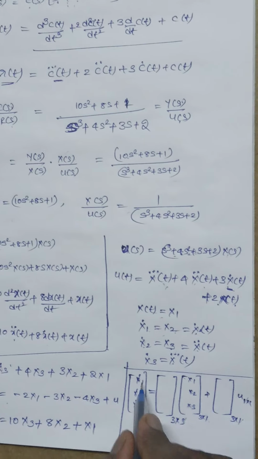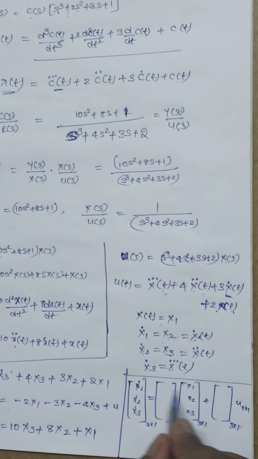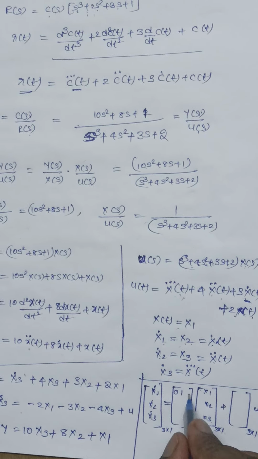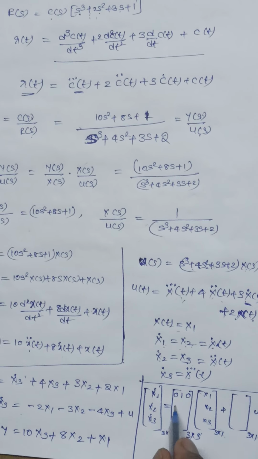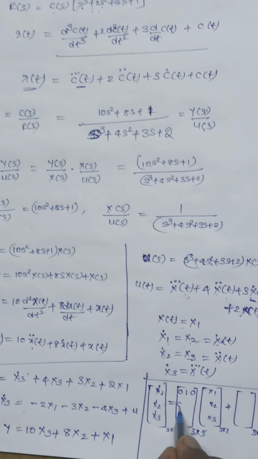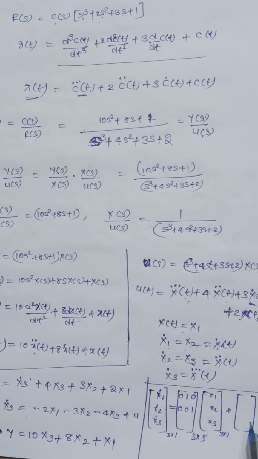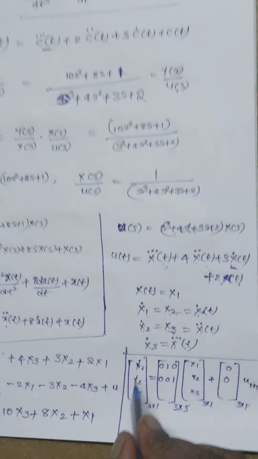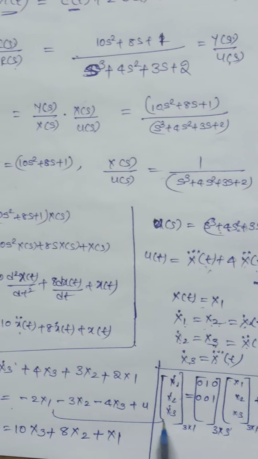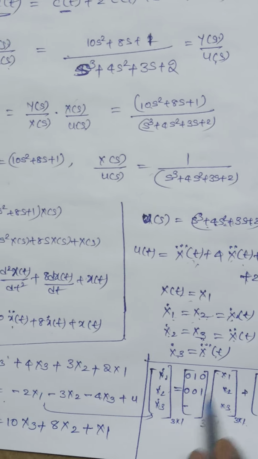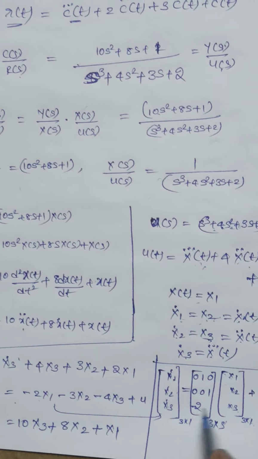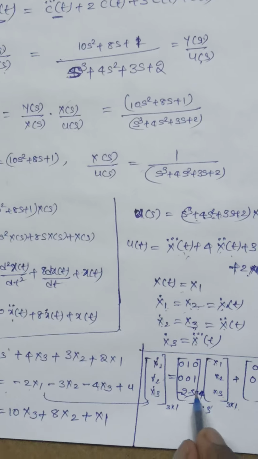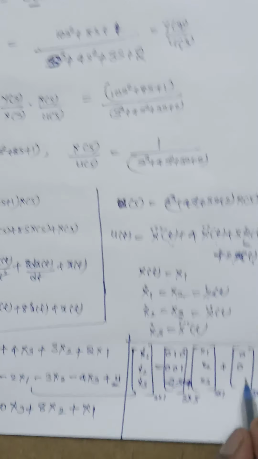So here x1 dot is equal to x2, as we already discussed. So the x1 coefficient is 0, the x2 coefficient is 1, and the x3 coefficient is 0. Now x2 dot is equal to x3, so the coefficients are 0, 0, 1, and there are no inputs involved here. Next, x3 dot is equal to minus 2x1 minus 3x2 minus 4x3, so the coefficients are minus 2, minus 3, minus 4, and here the input is present, so this is 1.